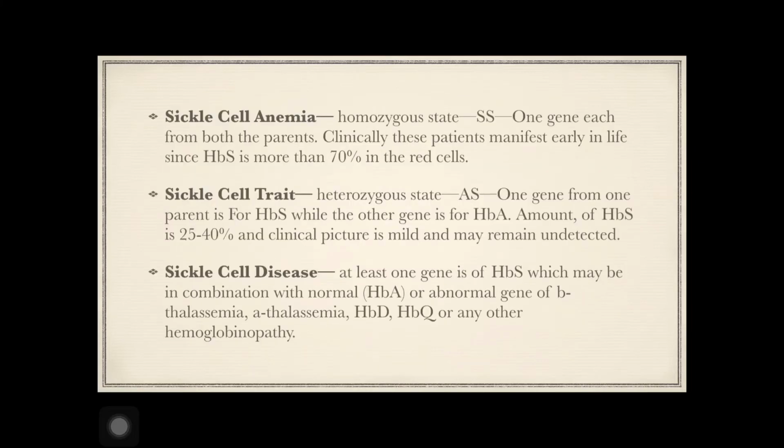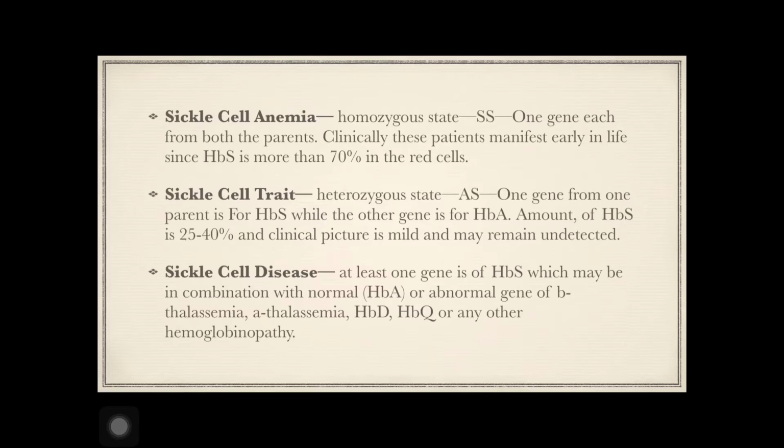There are three types: sickle cell anemia, sickle cell trait and sickle cell disease. Sickle cell anemia is a homozygous state, that is, one gene is received from each of the parents. Clinically they manifest early and HbS is more than 70% in the red blood cells.